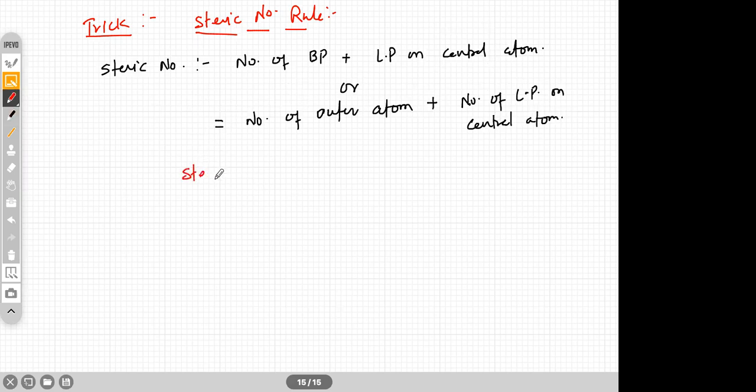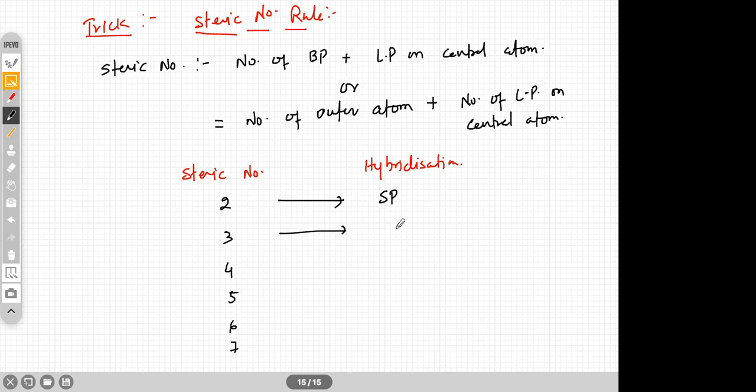You see this table here: steric number and hybridization. With hybridization, you already know what the geometry of the molecule should be. So the steric number can be 2, 3, 4, 5, 6, 7. If it is 2, it is sp hybridized. If it is 3, sp2. If it is 4, then sp3. If it is 5, then sp3d. If it is 6, then sp3d2. If it is 7, then sp3d3.